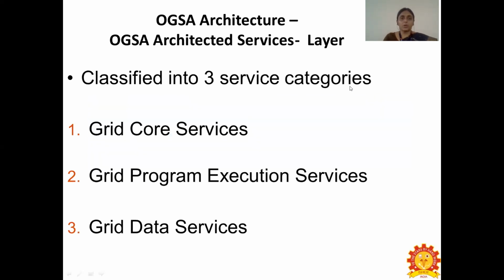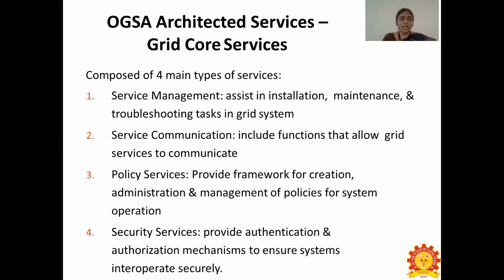And now we will see about the OGSA architected services layer. It is mainly classified into three service categories. The first one is grid core services, then grid program execution services, and grid data services. The OGSA architected grid core services are composed of four main types of services.